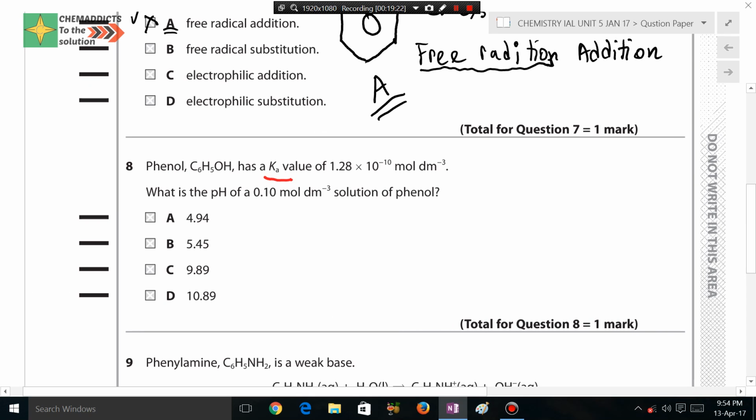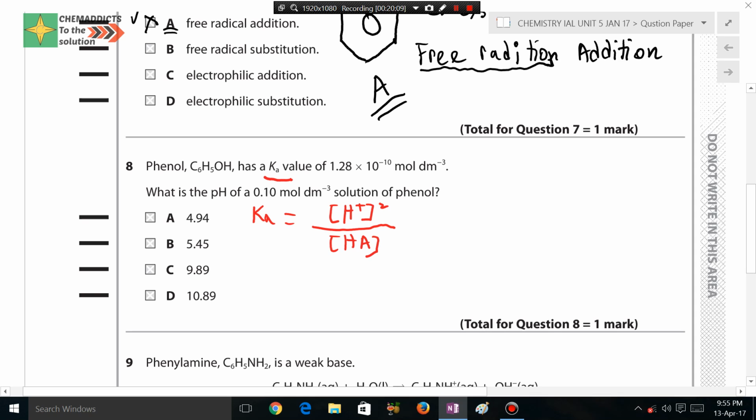Now we are going to write the equation straight away. The equation was: the acid constant is equivalent to the concentration of H plus, whole square, divided by the acid. In here the acid is phenol, so we will write the concentration of phenol, use the Ka value that is given here, and find the concentration of H plus ions.